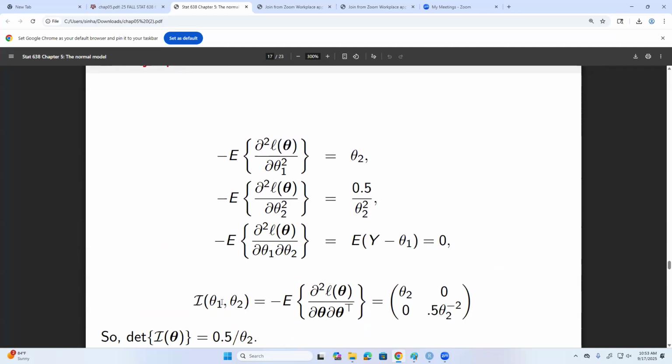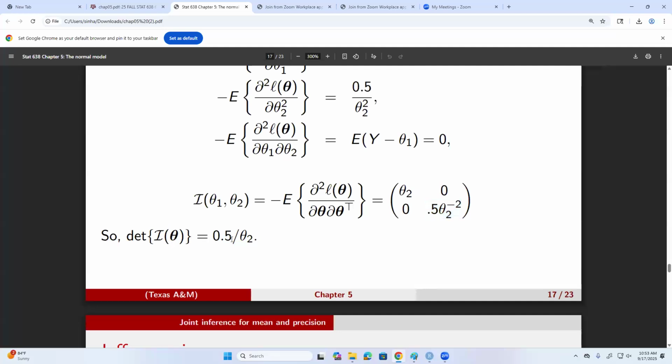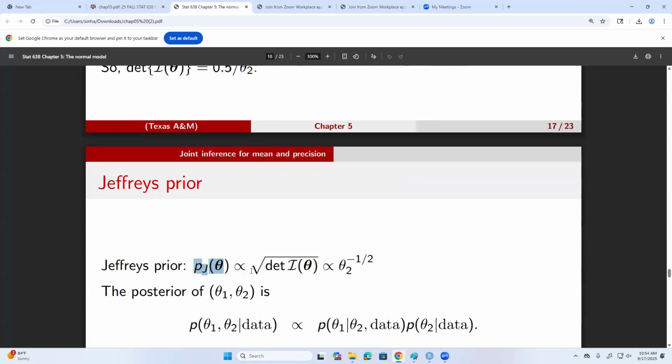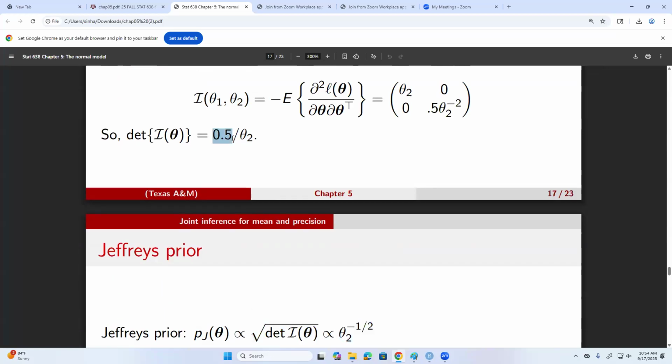Therefore, the information matrix is the negative of the expectation of this double derivative of the log likelihood, which is theta 2, 0, 0, and 0.5 theta 2 to the power minus 2. The determinant is 0.5 over theta 2. Jeffreys prior, remember, is the square root of the determinant. So this will be theta 2 to the power minus half. You see, I ignored this constant term. Constant has no value.